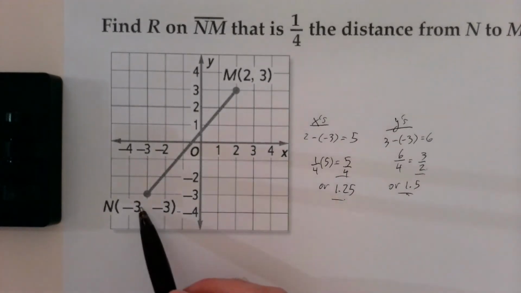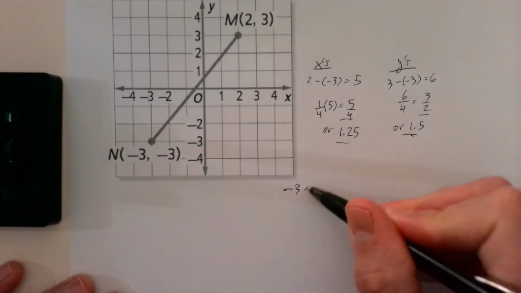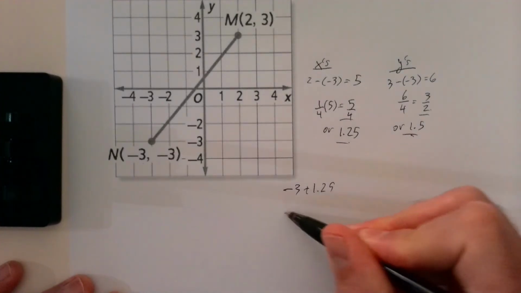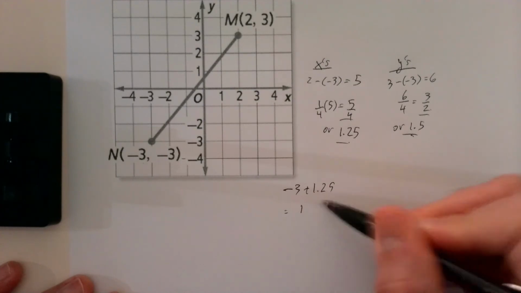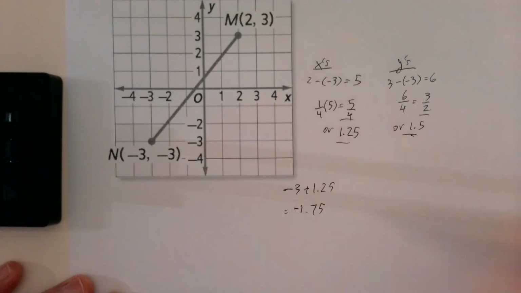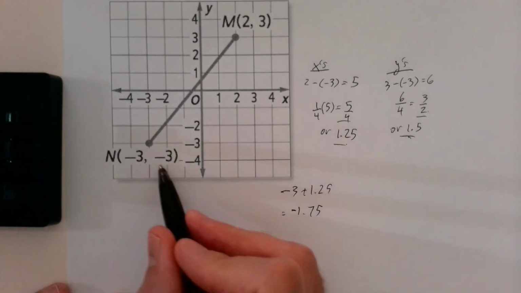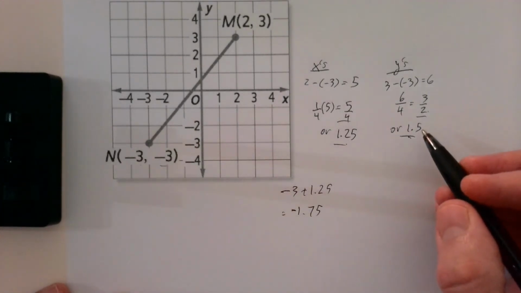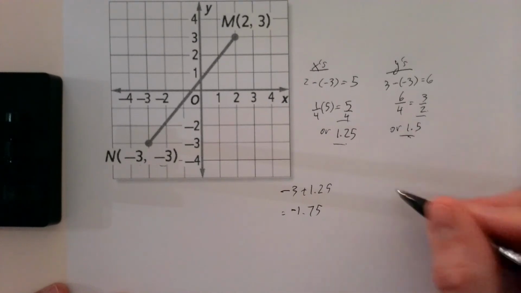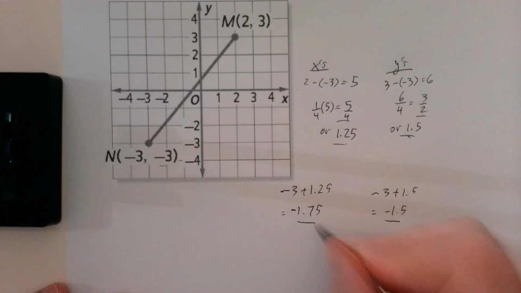So from minus 3, we're going to add 1.25. So minus 3 plus that is going to be negative 1.75. Make sure it's negative. And then from the Y, negative 3, we're going to add 1.5. So negative 3 plus 1.5 will take us to minus 1.5. So these are our new coordinates for the X and the Y.